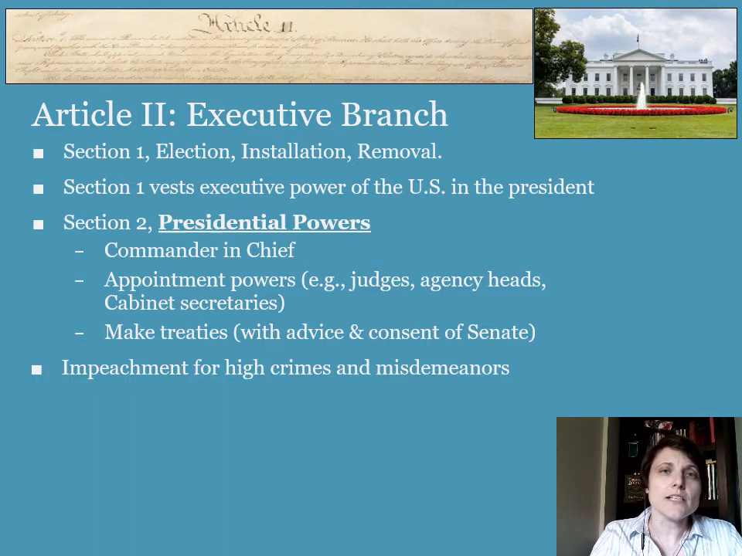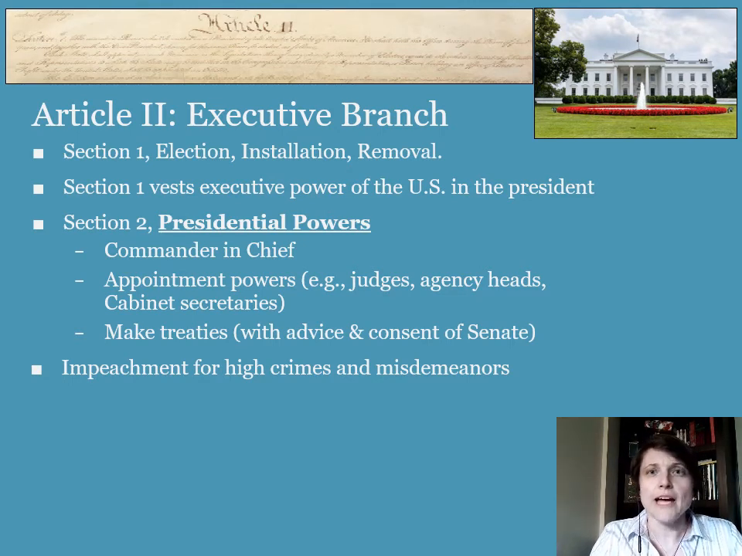It also sets forth the process for removing a president, impeachment, which is triggered if the president engages in high crimes and misdemeanors. The charge of high crimes and misdemeanors was understood by the framers to cover allegations of misconduct by federal officials. It could include ordinary crimes, but it was also intended to cover abuses of authority, regardless of whether or not they would be crimes if committed by somebody who was not holding a federal office.